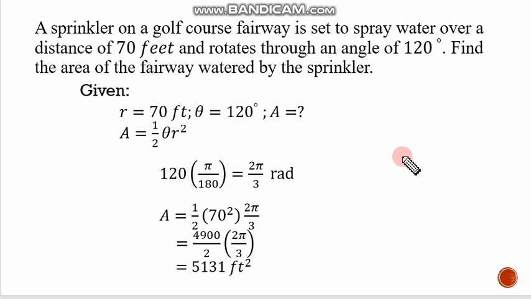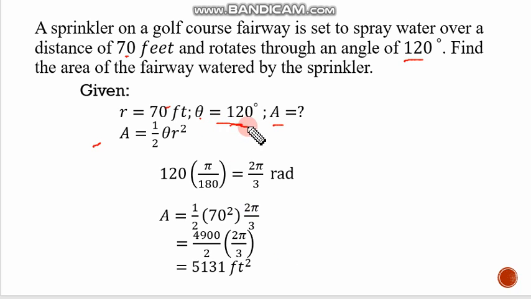Another example: a sprinkler on a golf course fairway is set to spray water over a distance of 70 feet and rotates through an angle of 120 degrees. Find the area of the fairway watered by the sprinkler. Given here is the radius, 70, and an angle theta, which is 120 degrees, and of course we will locate the area of the sector. This is the formula, 1/2 theta r squared.